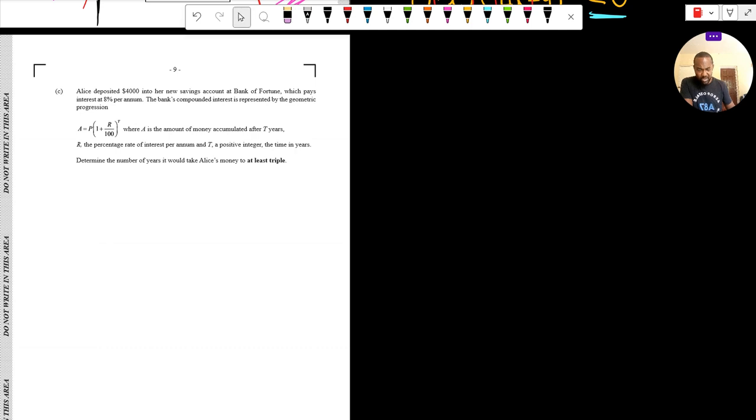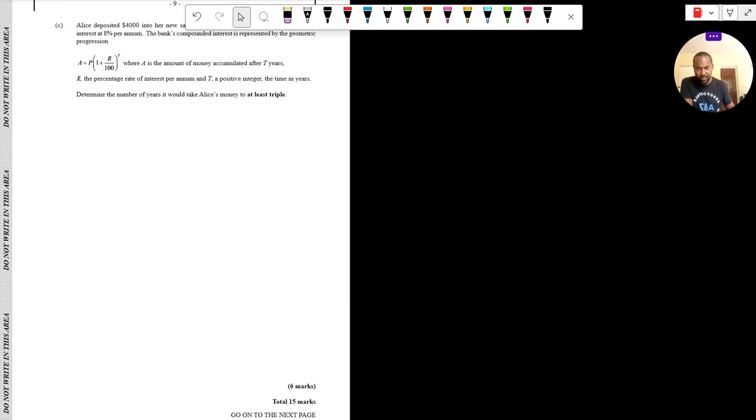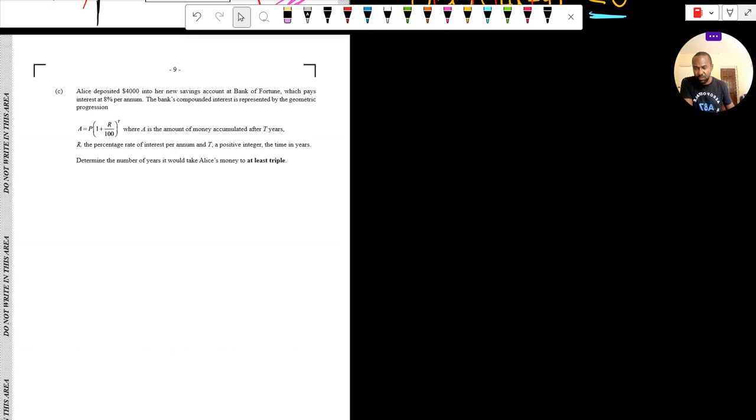So let's read the question one more time and write down what exactly we need to find. Alice deposited $4,000 into her new savings. That's the initial deposit, and that would typically be our principal P. So let's write it down. So we have the principal P is equal to 4,000. We can leave off the dollar sign for now. 4,000, which pays an interest rate of 8% per annum. So the interest rate R is equal to 8% per annum.